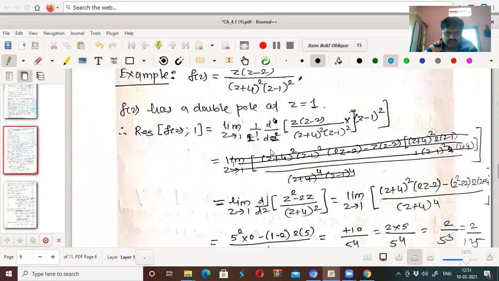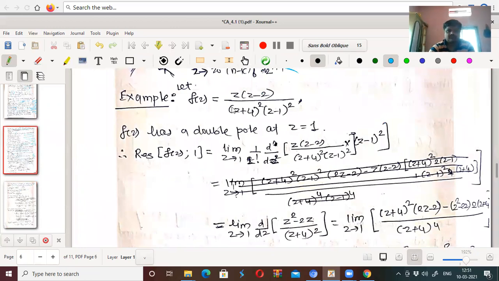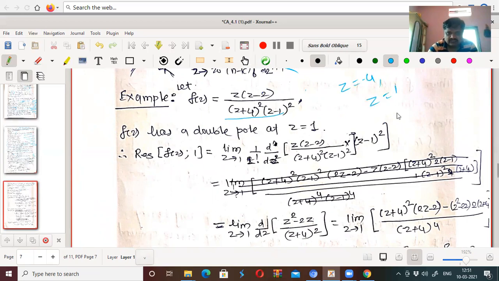For example, let f of z equal to z into z minus 2 upon z plus 4 to the power 2 into z minus 1 to the power 2. Now it has singularities at z equal to minus 4 and also at z equal to plus 1. Now we will go for z equal to 1. What about z equal to 1? z minus 1 square is there. So f of z has a pole.